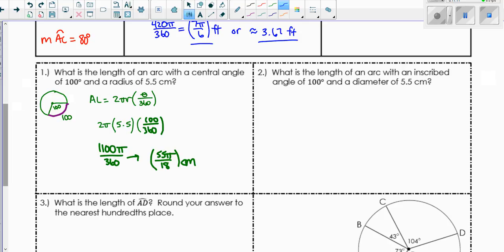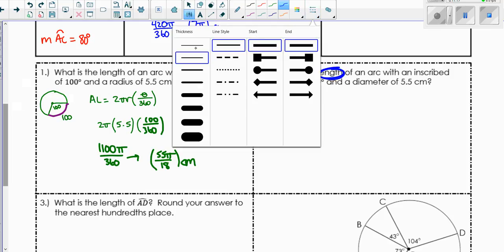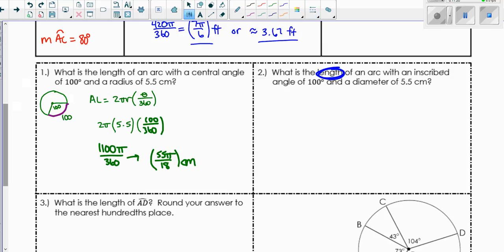Okay, let's try again. So this one says, what is the length of an arc? So again, length, not measure. What is the length of an arc with an inscribed angle of 100 degrees? So this time, in my circle, I have an inscribed angle, so the vertex has to hit the circle. This is 100 degrees, which means I have to double this to make this 200 degrees. Okay, and it's got a diameter of 5.5.